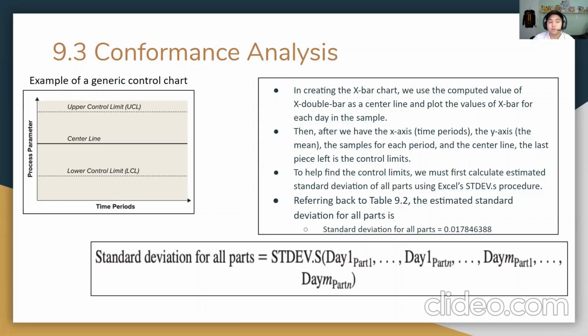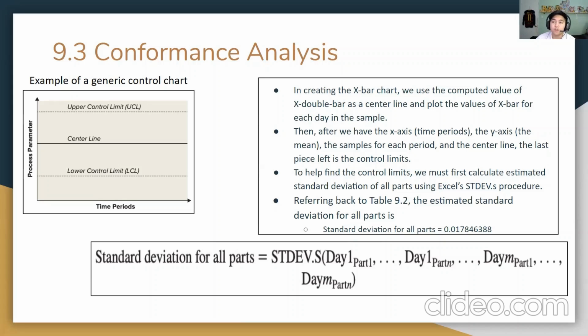Adding on to the previous slide, in creating the x-bar chart, you would use the computed value of x-bar as the center line and plot the values of x-bar for each day in the sample. Then, after we have the x-axis, the time periods, the y-axis, the mean, the samples for each period, and the center line, there's only one piece left, and that would be to find the control limits.